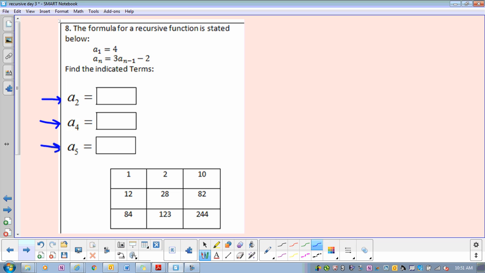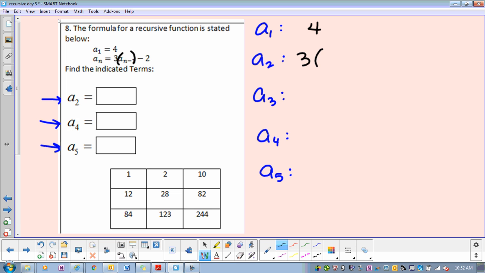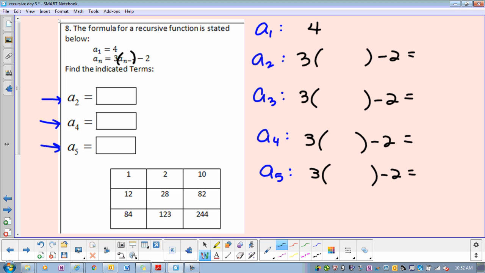So let's see. It says they want it up to 5. So 1, 2, 3, 4, 5. It really doesn't matter that they give you the answers and they do all that. Just do it the same way we've been doing, right? A sub 1 is 4. Now you have 3 plug in minus 2. 3 plug in minus 2. And that doesn't change for those. There's no n in our formula, so I can just write it 4 times. Yes?